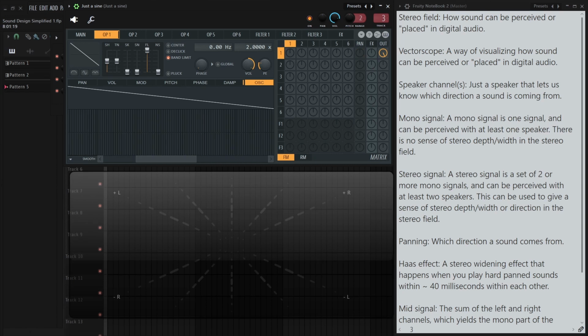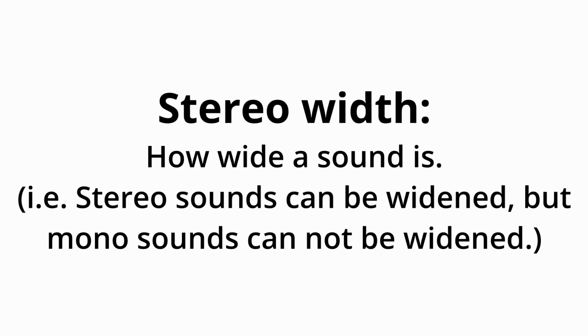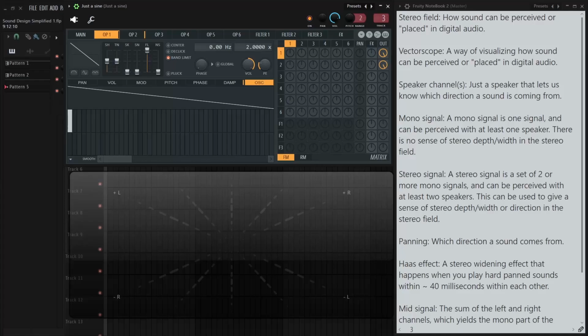In order to make this a stereo signal, we need two signals. So if I add in a second saw wave, we'll get this. This is technically stereo, but there's no stereo width, which is how wide a sound is. In order to widen these sounds, the first thing I'm going to do is pan them in opposite directions to some degree. And then for one of the saw waves, I'm just going to change one thing, like the phase, for example. And here's what we get.